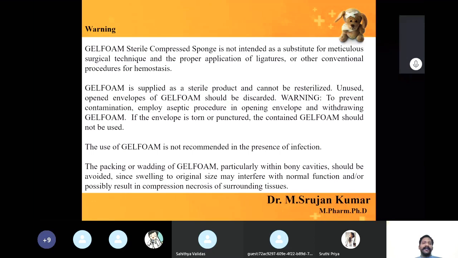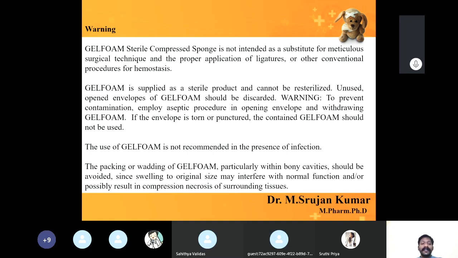Next subheading is warning. Gel foam sterile compressed sponge is not intended as a substitute for meticulous surgical technique. Never assume that gel foam sterile compressed sponge is a substitute for your surgical technique. Surgical technique is different, gel foam is different. And the proper applications of ligatures or other conventional procedures for hemostasis. Always, for hemostasis there are some surgical techniques and procedures to stop bleeding.